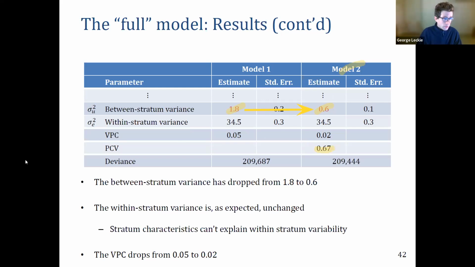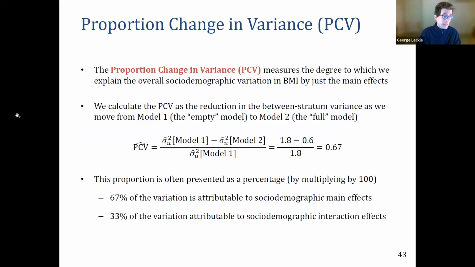Okay, let's clear out those and shift over to a formal slide explaining the PCV. This is spelling out for you, just so you have it, that as we drop from a stratum variance of 1.8 to 0.6, that's a reduction of 1.2 divided by the 1.8, and so that gives us this proportion of 0.67, which is 67% of the variation attributed to the main effects or additive effects, whereas that must mean that the remainder is attributable to non-additive effects or interaction effects. It's called the proportion change in variance, a useful statistic to report.